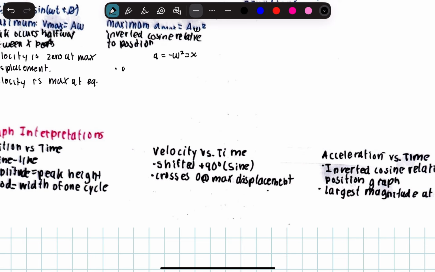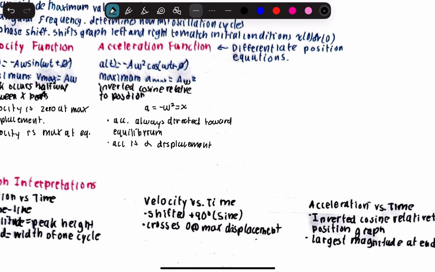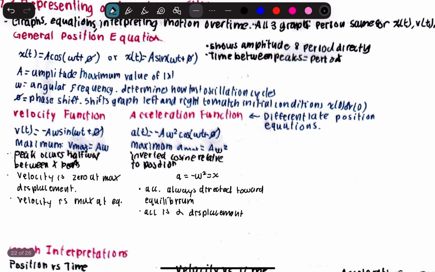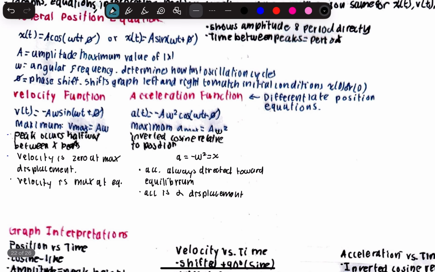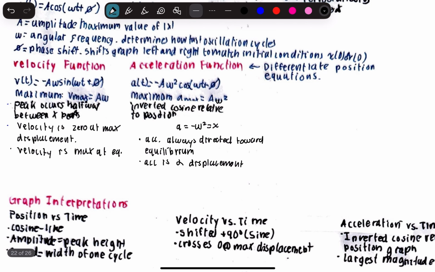So here we know that acceleration is always directed toward equilibrium. And also we know that acceleration is proportional to displacement. Some phase relationships that you should know are that the position is going to be your reference, the velocity is going to be shifted 90 degrees, and the acceleration is going to be shifted 180 degrees.